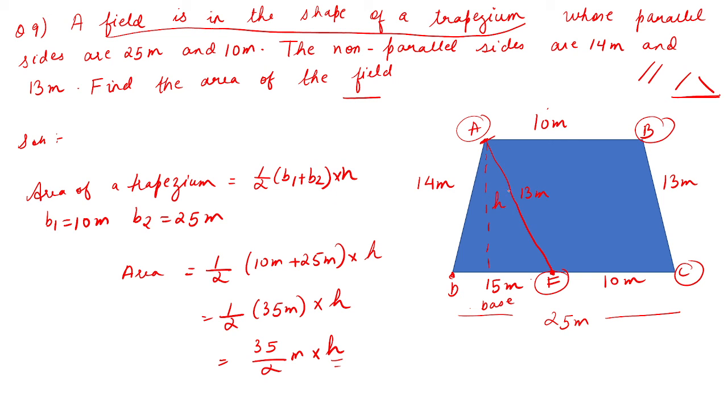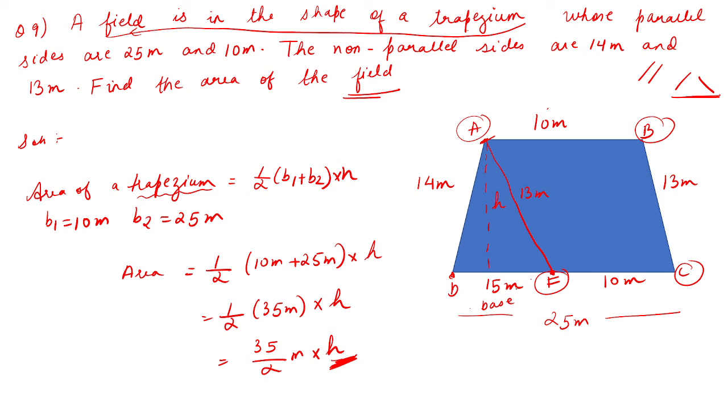Okay, now why do we need to find the height? We need to find the height because we want to substitute it here. We want to find the height to substitute the value of h such that we can get the area of the trapezium, which means the area of the field. The same thing. Why specifically the area of a trapezium? Because the field is in the shape of a trapezium. Clear with that?